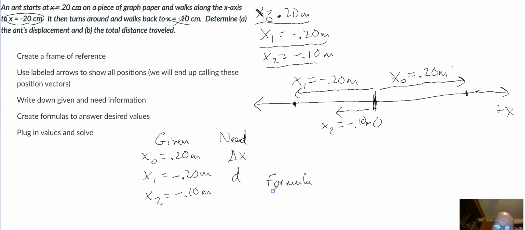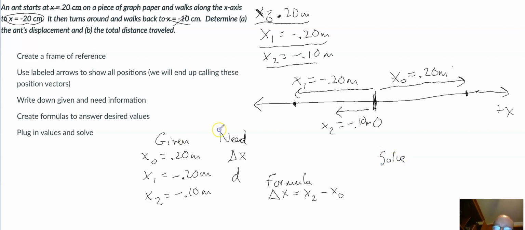And remember, by the displacement formula, the change in position, the change in x, is going to be my final position. Which of these things is my final position? My final position is x2, right? And which of these things was my initial position? That was x0. Okay, so my final position versus my initial position. And then I'm going to come over here and write the word solve.